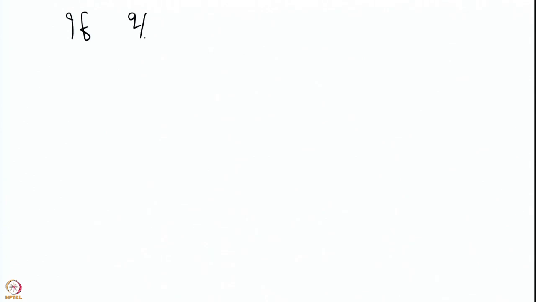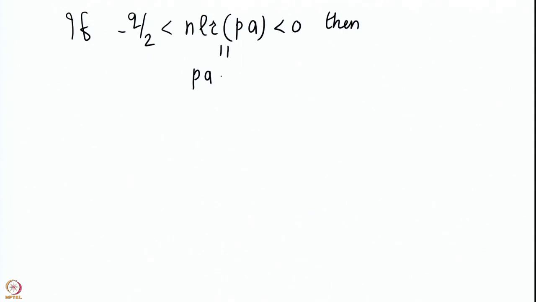I will write it in this way: if minus q/2 is less than the numerically least residue of pa is less than 0, then what we must get is that this numerically least residue is congruent to pa modulo q. So, the difference between the numerically least residue and the quantity pa is a multiple of q.